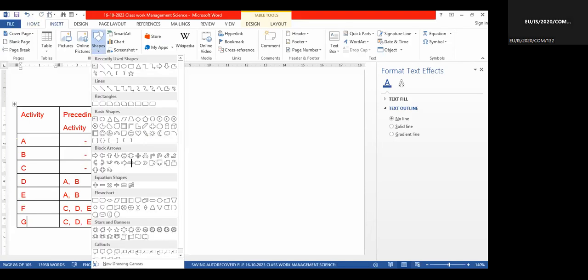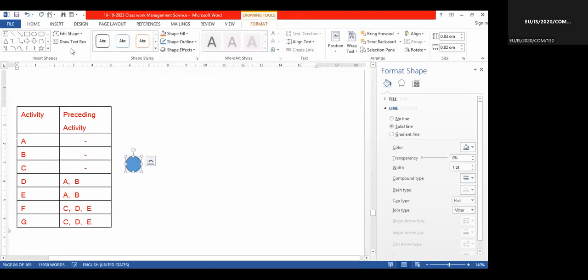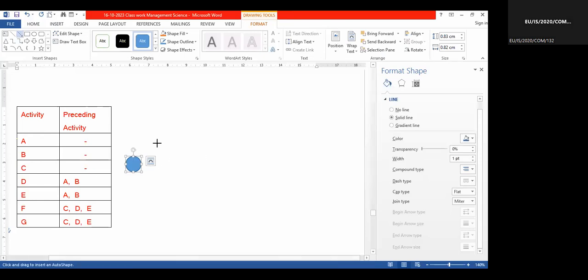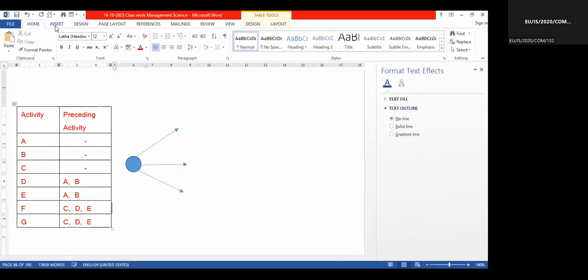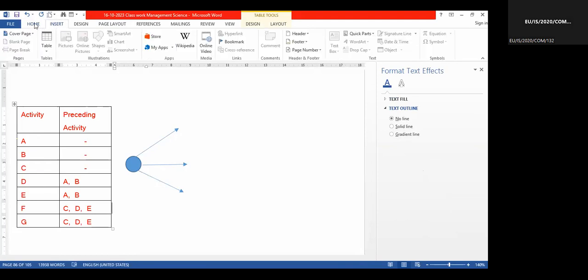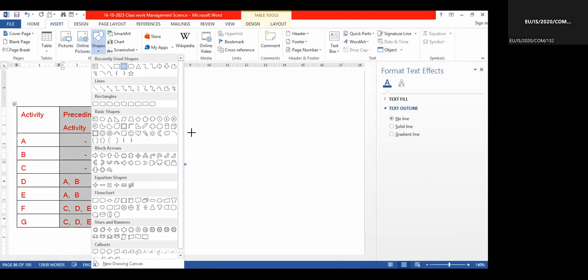The project has a definite starting time. So this is 1. This may be A, this may be B, this may be C. A, B, C have no preceding activities. All should have a definite end. Carefully observe. A definite end.